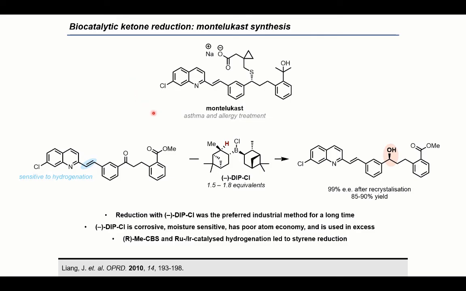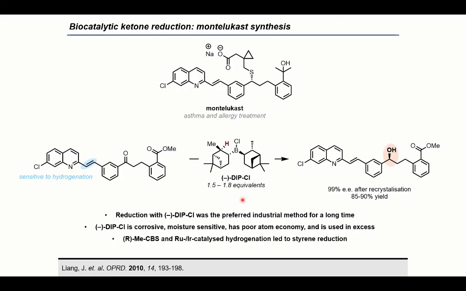Montelukast is an asthma and allergy treatment with the structure shown here. A key step in the original industrial process was a DIP-chloride reduction, which required a stoichiometric amount of the chiral reagent. Not only was a stoichiometric amount required, but DIP-chloride is corrosive and moisture sensitive, which makes it a nasty reagent to use on large scale.